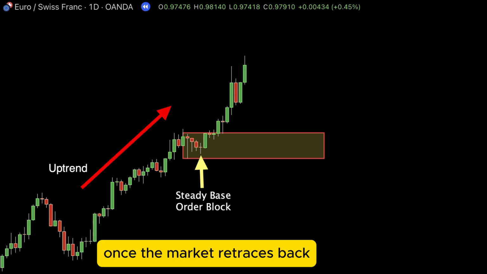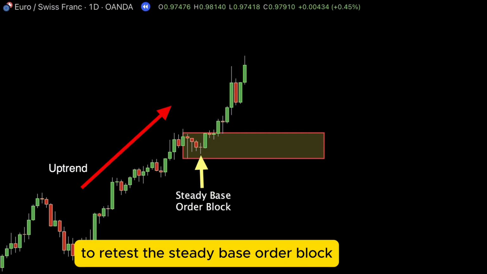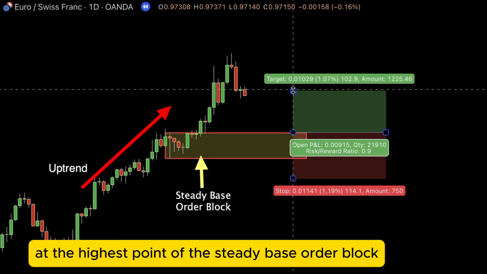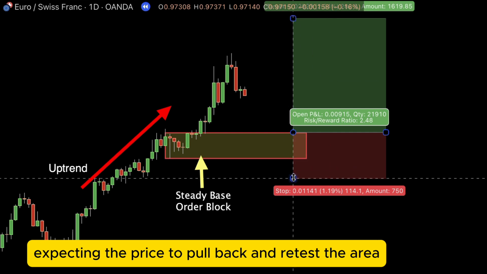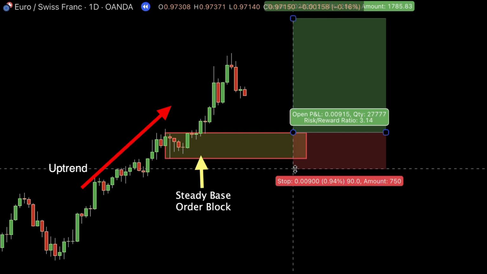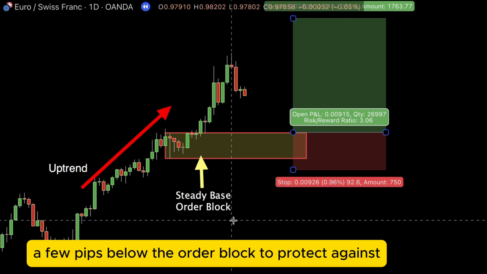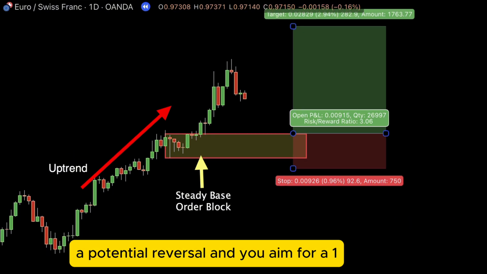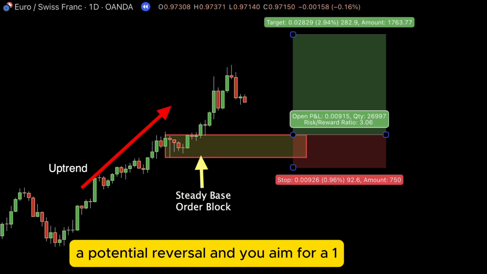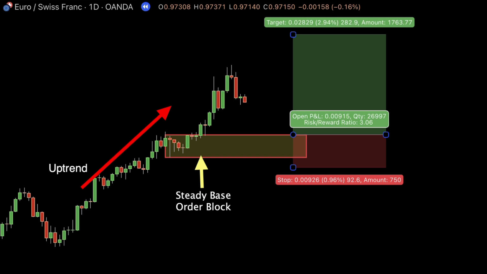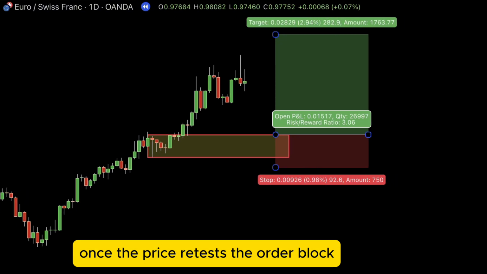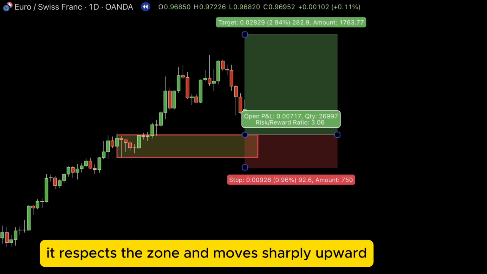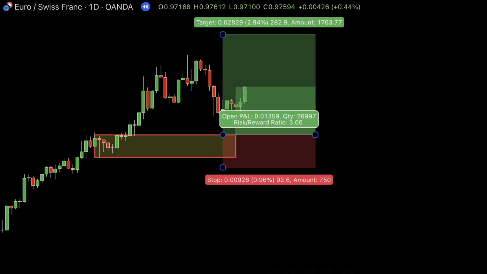This shows that smart money is preparing to continue pushing the market higher. Once the market retraces back to retest the steady base order block, you place a buy limit order at the highest point of the steady base order block, expecting the price to pull back and retest the area before continuing upward. You set the stop loss a few pips below the order block to protect against a potential reversal, and you aim for a 1 to 3 risk to reward ratio, setting the take profit target at the nearest swing high or a key resistance level. Once the price retests the order block, it respects the zone and moves sharply upward, hitting your take profit.